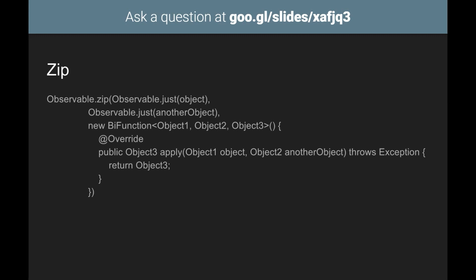But moving on, zip is another personal favorite of mine. What zip does is it allows you to take multiple observables, n number of observables, you can pass in as many as you like, and then it would say, hey, only let me know when this information is ready when everyone has emitted something.